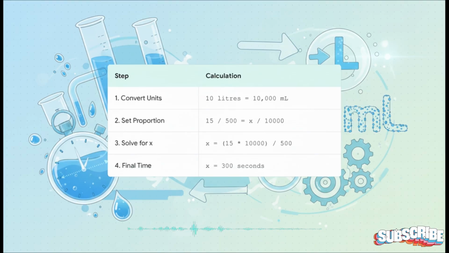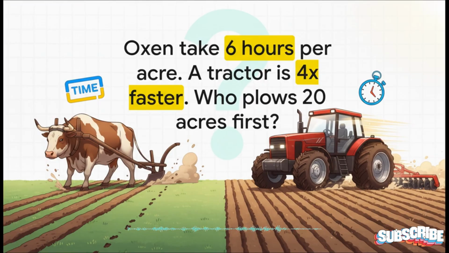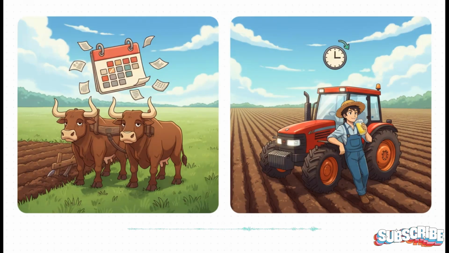Simple as that. And now for a race on the farm. We're pitting old-school animal power against modern machinery. We've got a huge 20-acre field to get through, so let's figure out the time for both the oxen and that speedy tractor. Let's start with the oxen. It takes them 6 hours for just 1 acre.